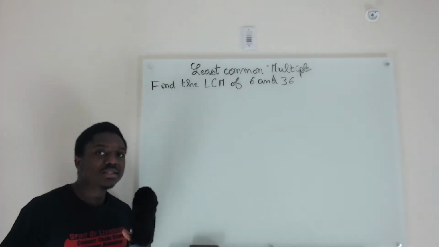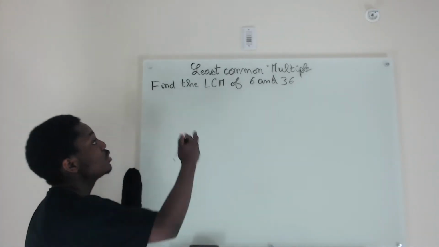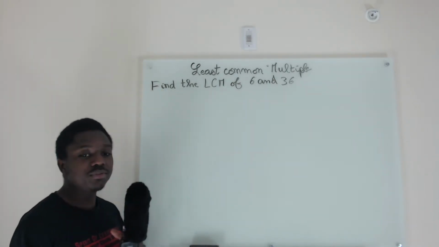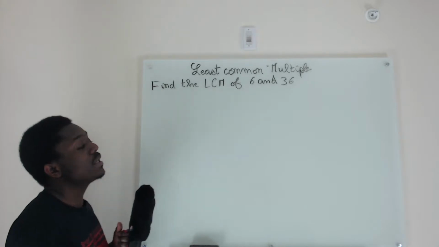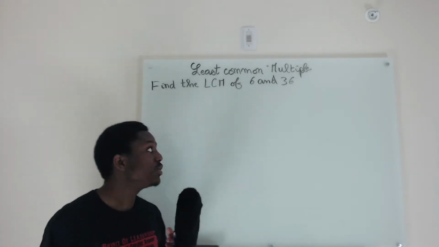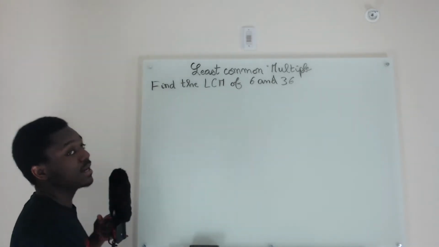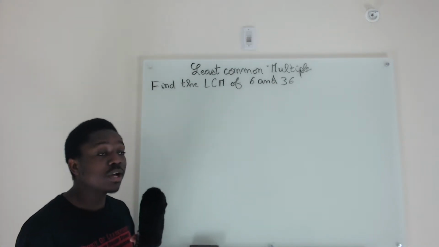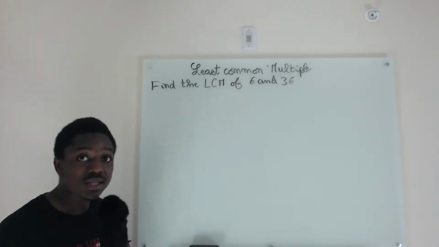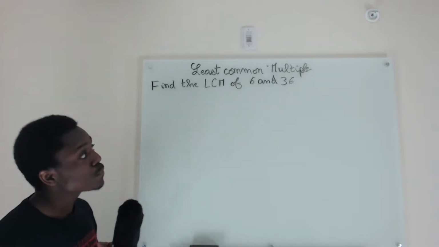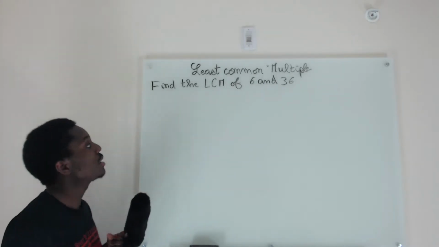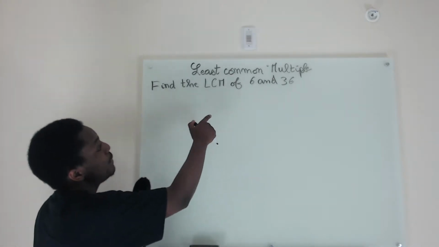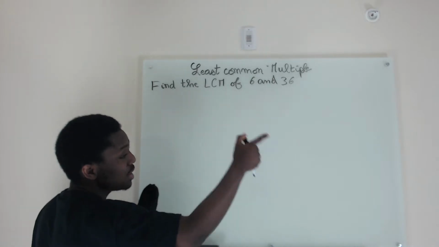On the previous lesson I taught you what is the least common multiple of a number and how to find the least common multiple of a number. So in this video I'm going to challenge you to do the following exercise on your own. Remember, if you want to be good at maths, you have to practice. So this is the practice section of this topic. The exercise says find the LCM or least common multiple of 6 and 36.